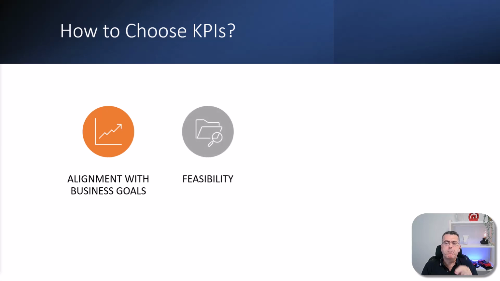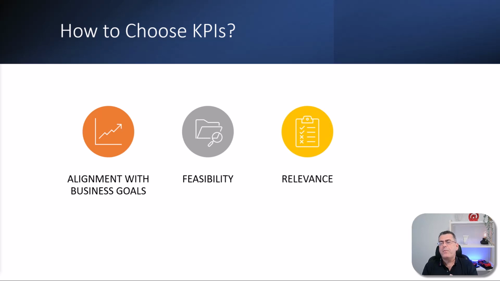Second is the feasibility. Feasibility means that you need to make sure that you have enough information, enough data, enough numbers to calculate your KPIs. It doesn't help, for example, to use velocity if your team cannot calculate their performance. It's important when you select a KPI that you make sure that you're going to get valuable and trustworthy data to calculate these KPIs.